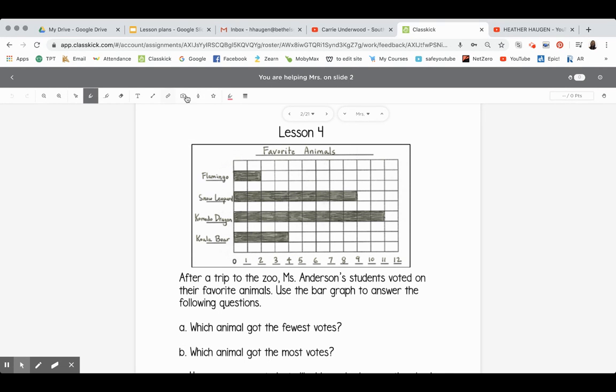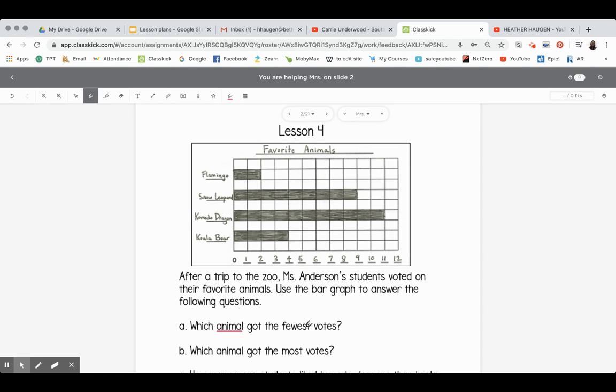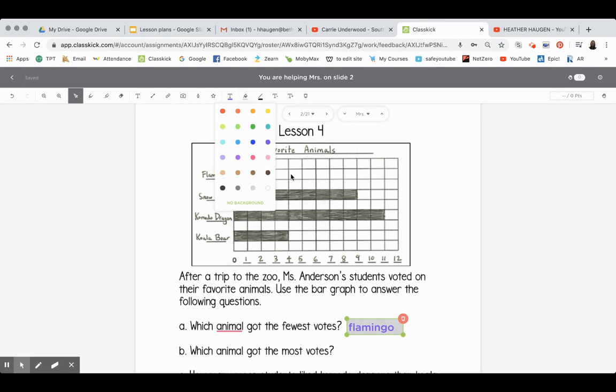Now, if you notice, the question says which animal, which is tricky only because normally it's asking for numbers, but this time it's asking for the name of the animal. So when we want to know the fewest votes, we'll have to look at the smallest bar, and we can see that that animal is the flamingo. So I would like you to write the word flamingo on letter A, because the flamingo got the fewest number of votes.